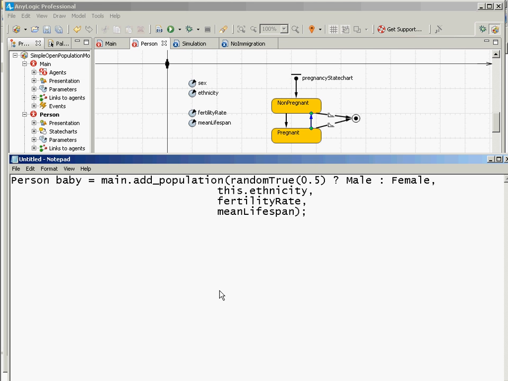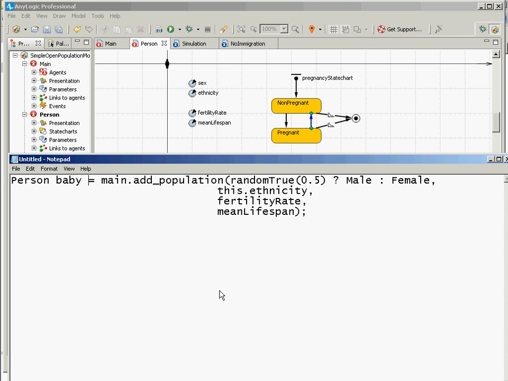Okay, moving right along. So this is how the baby got created. Again, the baby sex is, we flip a coin. We take the ethnicity associated with the mom and the fertility rate and mean lifespan. Those are parameters. Maybe I should have put them in name instead. It just refers to them since they don't really vary per person. But I've just put those in there because you gotta get them. Anyway, that's it.